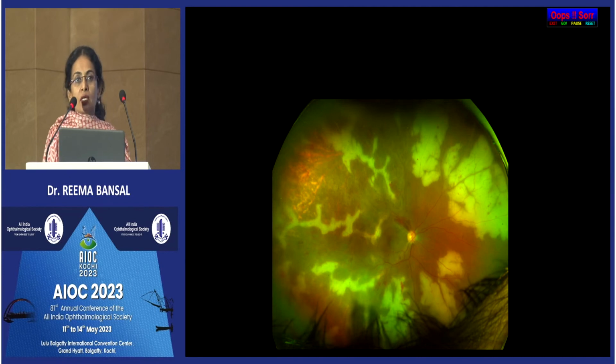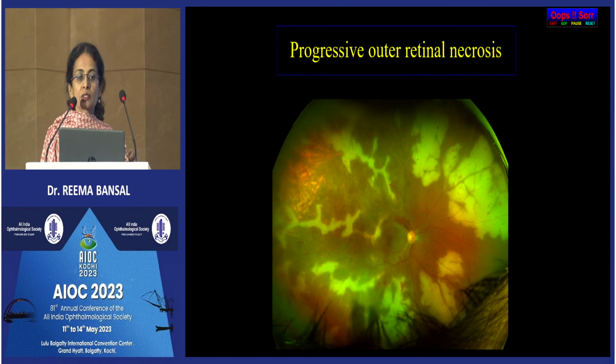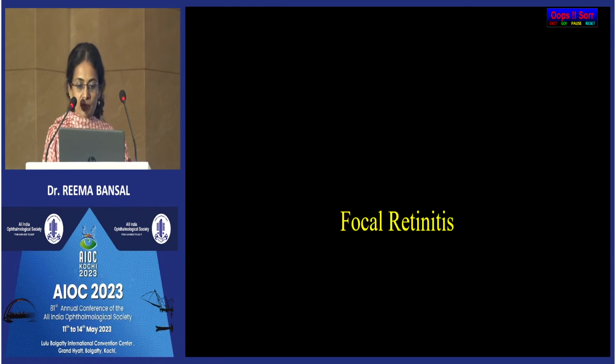Very characteristic. I think we don't need any investigations here. This phenotype is very suggestive of a progressive outer retinal necrosis. And then we take the history, whether the patient is a post-transplant or an immunosuppressed patient or an HIV positive. So these were the cases of intense widespread retinitis.